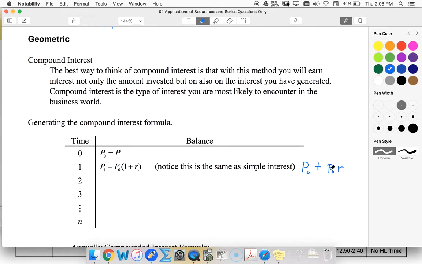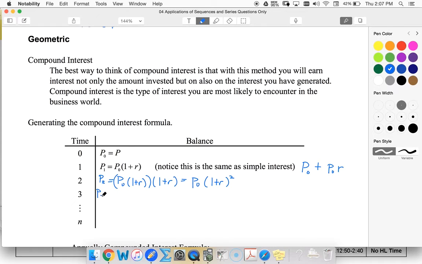But now in the second year, I get my P2 is equal to the interest that I get on this whole amount of money. So the reason that I did 1 plus R is because I'm getting 100% plus my interest rate. So all of my initial plus my interest. So now I'm getting interest on this whole thing. So P naught times 1 plus R, I get interest on all of that. So I multiply all of that times 1 plus R. So 100% plus my R. That ends up being P naught times 1 plus R squared.